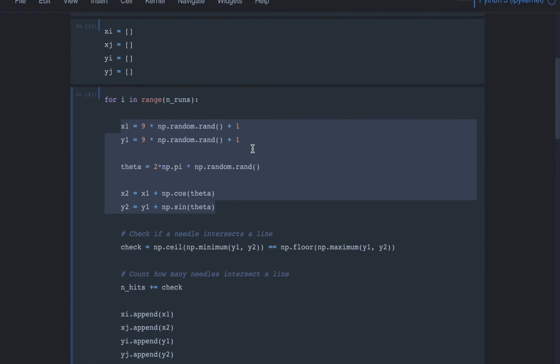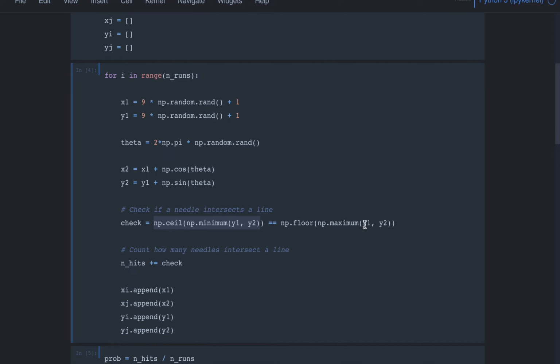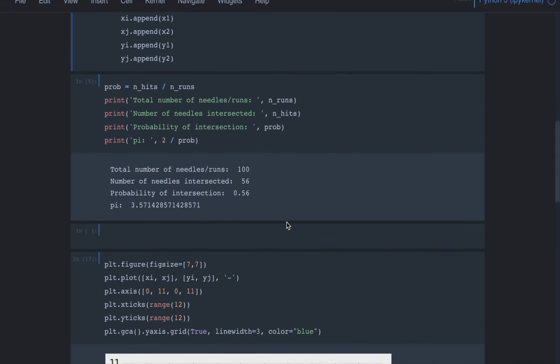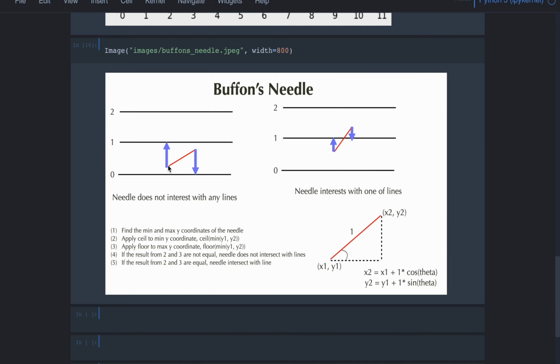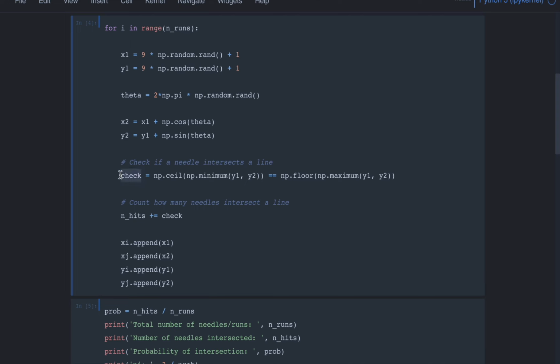So all we are doing is, first we are finding the minimum of y1 and y2, and then to the minimum we are applying the ceil, and to the maximum we are applying the floor. Similarly here, to the minimum we are applying the ceil, to the maximum we are applying the floor. Now if the result of these 2 operations is equal, then that means the needle is intersecting with the lines, otherwise not. So here we are checking.